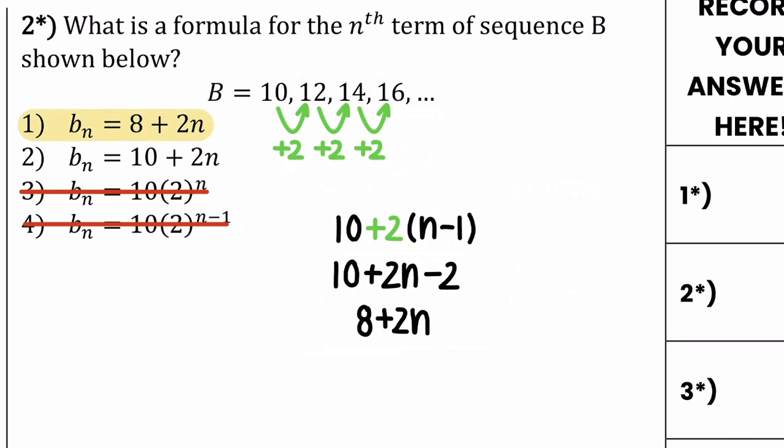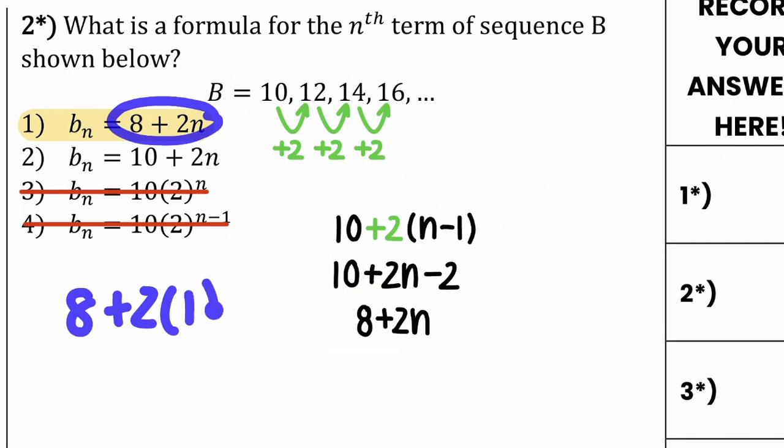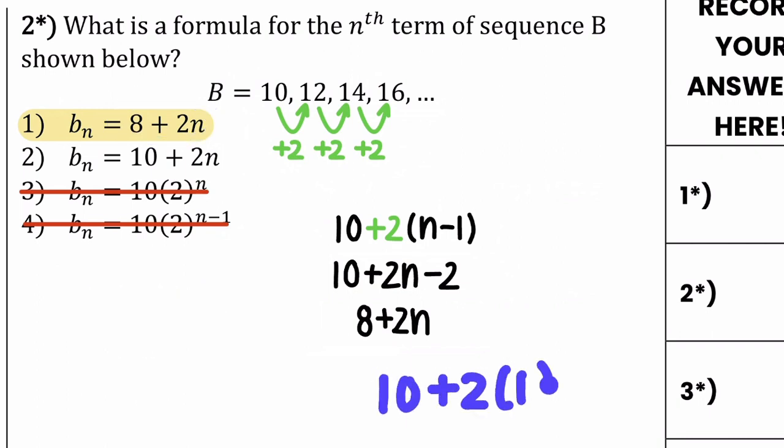Another way that we can check it is realizing that if this is our first term, that's going to be, in this case, b sub 1. So if we were to substitute 1 for n, in this case, 8 plus 2 times 1 will give us 10, but the other formula, 10 plus 2 times 1 will give us 12, which is not the first term. So number 2 is wrong.